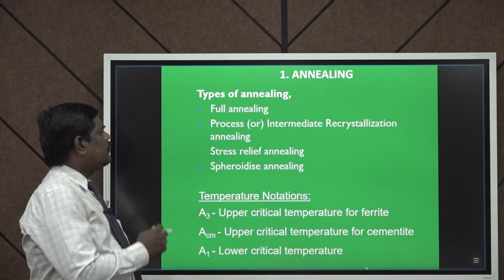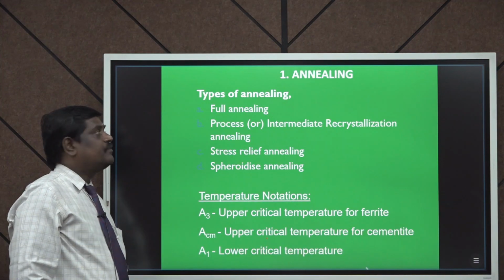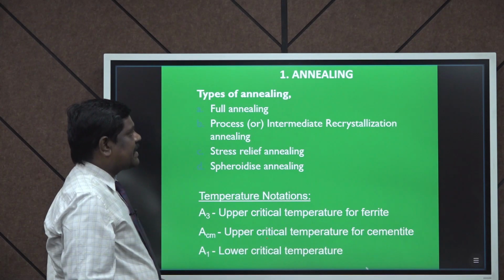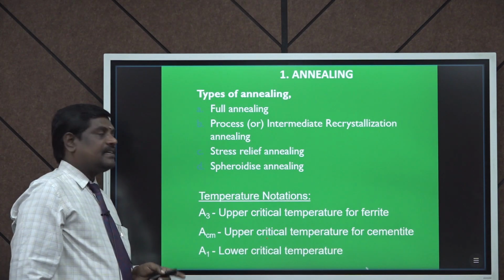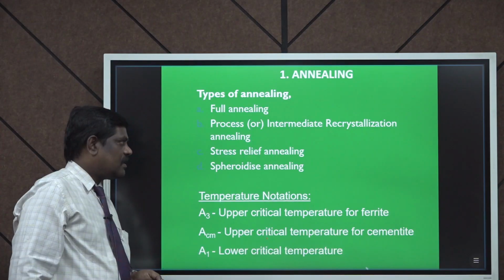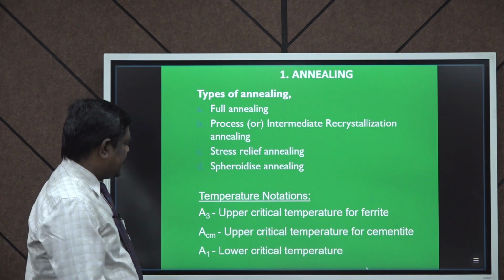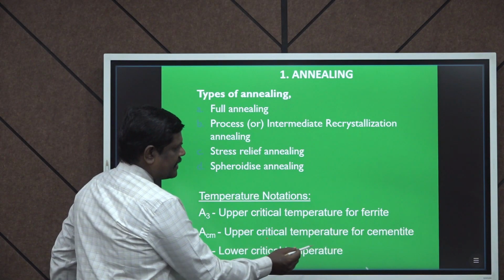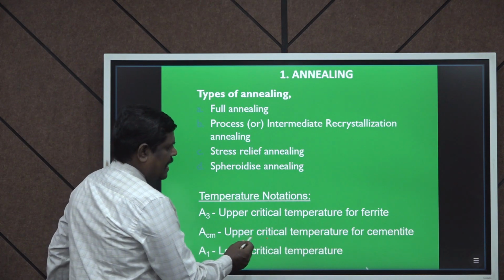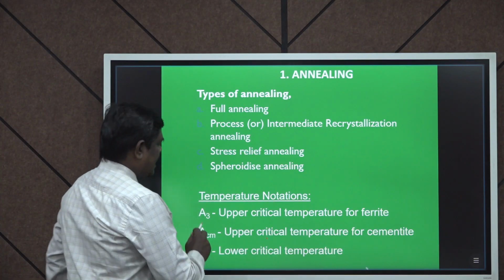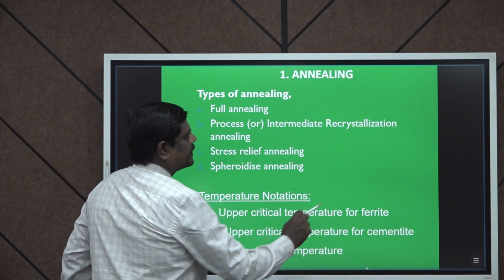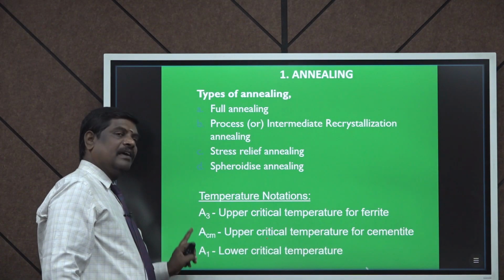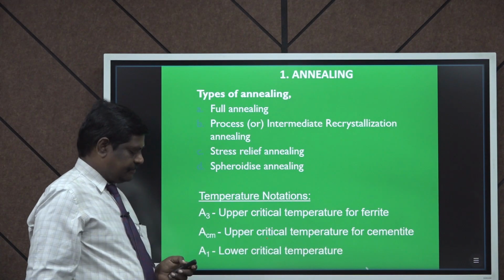So there are 4 types of annealing. The first we call full annealing, the second process annealing or intermediate recrystallization annealing, the third stress relief annealing, and the fourth spheroidize annealing. Generally you should remember these 3 temperatures. A1 represents the lower critical temperature, ACM represents the upper critical temperature for cementite, and A3 represents the upper critical temperature for ferrite. So note down this nomenclature: A1, ACM and A3.